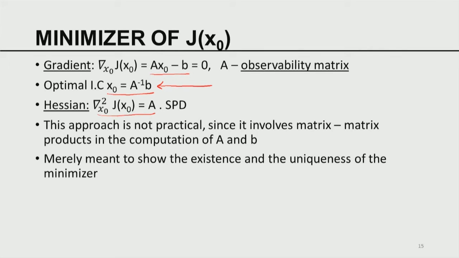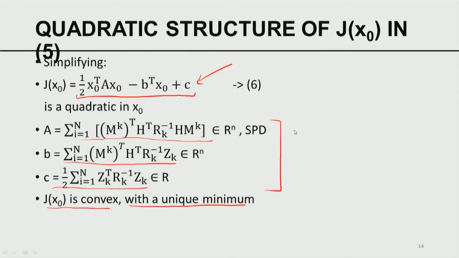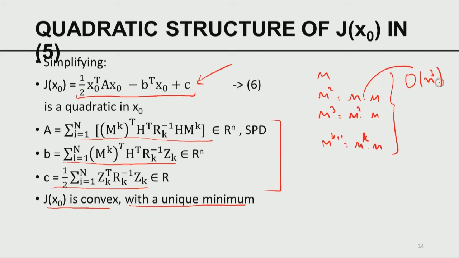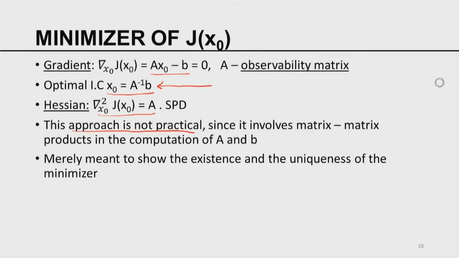Even though I have an expression for the optimal initial condition, this approach is far from being practical. Why? Because it involves matrix products. Let's look back. That A matrix consists of M to the power k transpose and M to the power k. So if I have a matrix M, M square, M cube, M to the power k plus 1 is equal to M to the power k times M. So we are going to have to compute these things recursively. Each one involves matrix multiplication. This is M square times M and so on. And matrix multiplication takes of the order of n cube. And yesterday we saw n cube complexity when n is of the order of a million would take a very long time. Therefore, this method, while giving a very beautiful mathematical expression, is far from being practical.